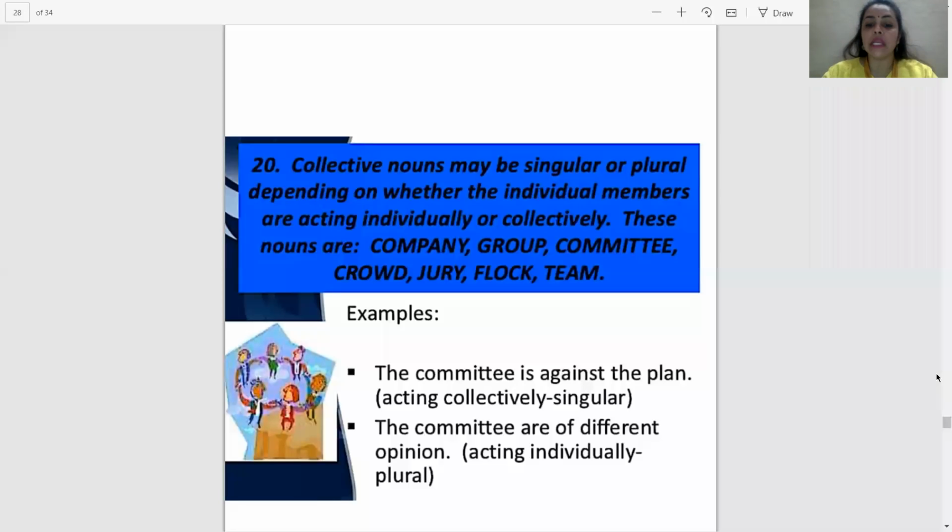The second example, the committee are of different opinions. When we use "are" here, we don't have to add any other word. Immediately we understand that each individual is acting personally here. Each individual is putting forward their opinions. So this "are" can make a difference to our understanding. If we say committee is, group is, team is, we talk about all the members collectively. But team are or group are, then we talk about the separate, individual persons in that group.